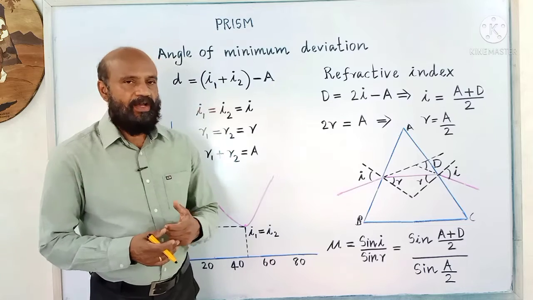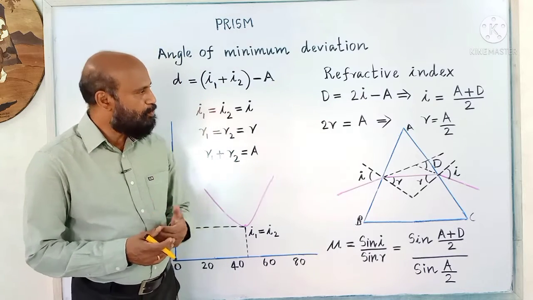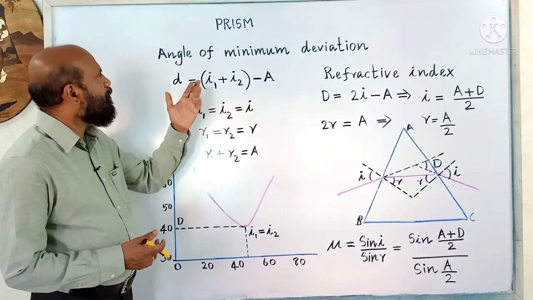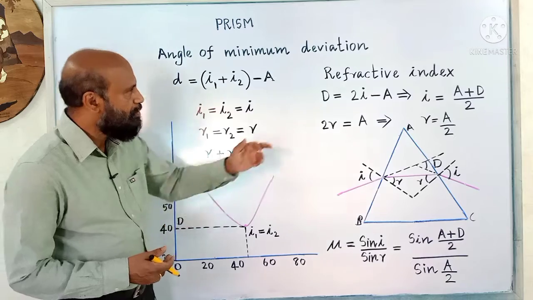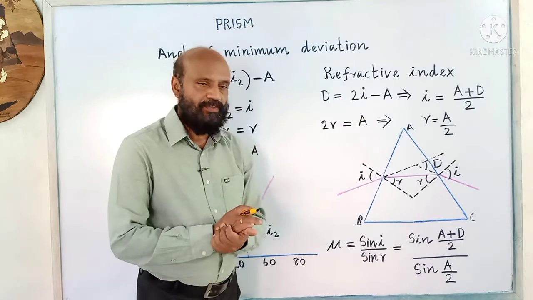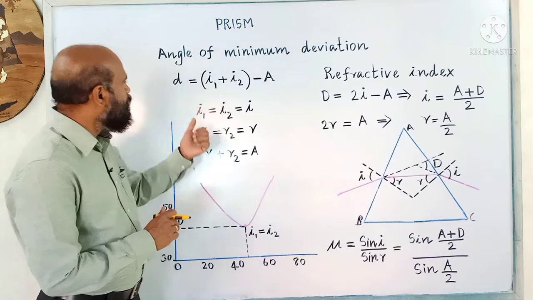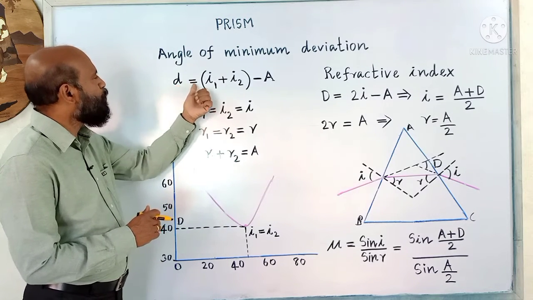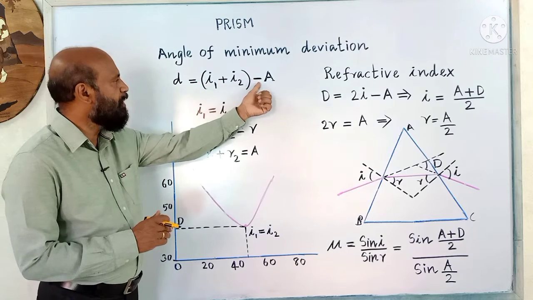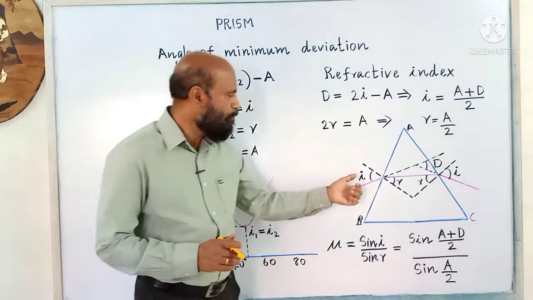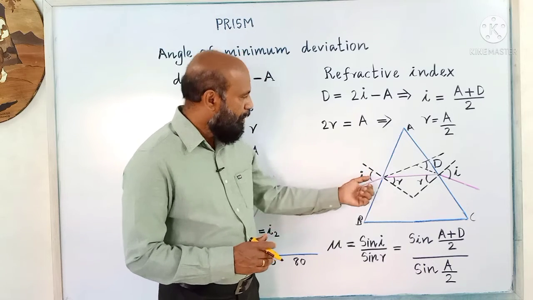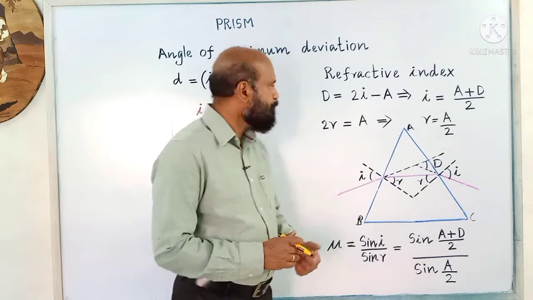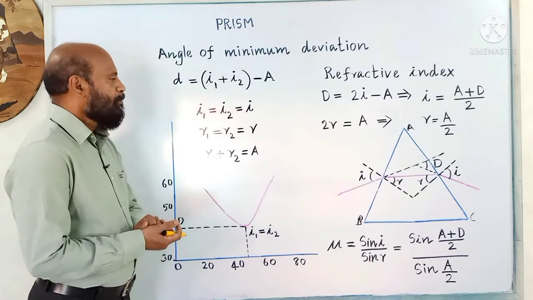In the last video, I explained deviation produced by a prism. So in this video, let us see angle of minimum deviation and how to find the refractive index of the material of the prism. So this is the expression for deviation produced by a prism. D is equal to I1 plus I2 minus A, where I1 and I2 are the angle of incidence and angle of emergence. Here I1, here I2. And A is the angle of the prism.